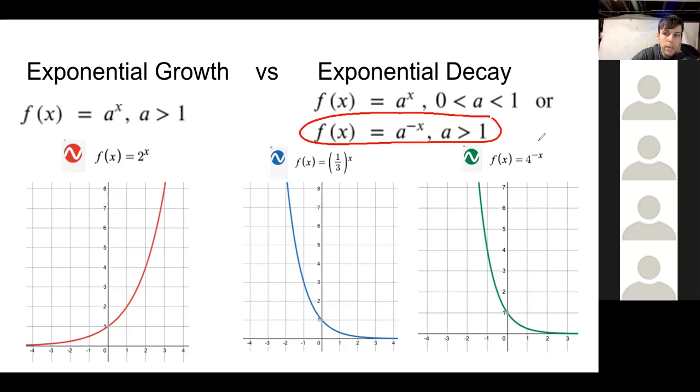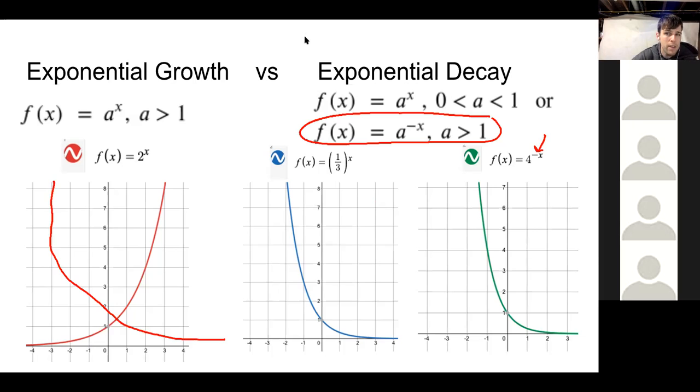Remember what that's really doing, that's a transformation. That's causing a reflection across the y-axis. So if we take a regular exponential growth graph and reflect it over the y-axis, you turn it into exponential decay. It's no longer increasing. Once we reflect it, it looks like this, right? And now it's decreasing.